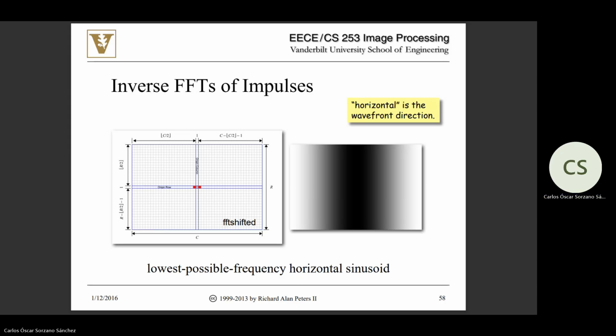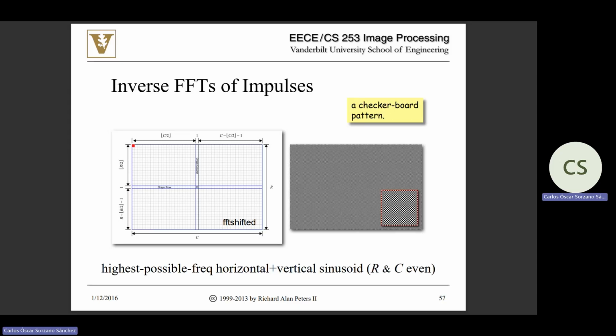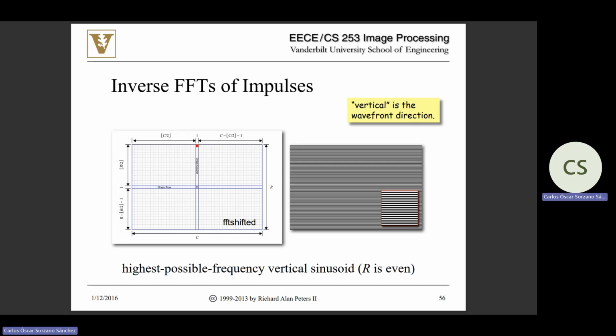And what is my index in this direction? It is 0. So you have 0 cycles here. And what is my number of cycles in this direction? It is the number of rows divided by 2, which makes sense again.